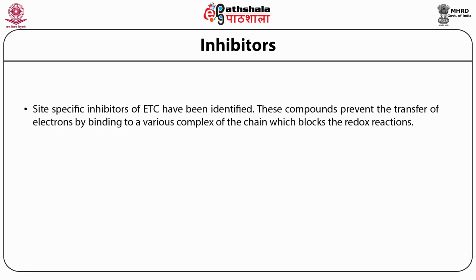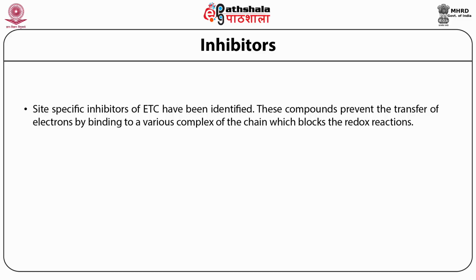Site-specific inhibitors of the electron transport chain have been identified. Actually, these inhibitors are very specific in their action. These compounds prevent the transfer of electrons by binding to various complexes of the chain, which blocks the redox reactions. Now, let's try to understand these inhibitors one by one.